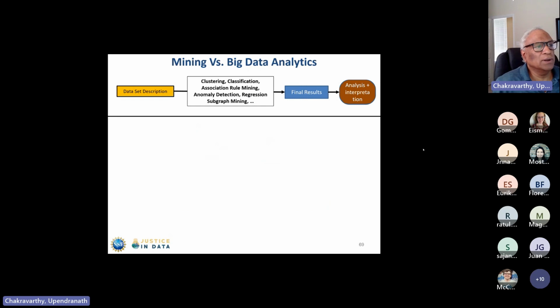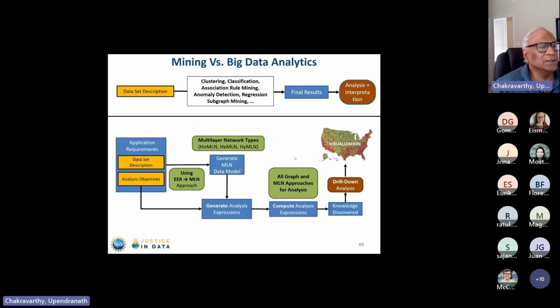So if you want to understand the difference between mining and big data, here is one way to do that. In this example, don't worry about what is inside this one. What is important is the life cycle process. So here we have a data set, we have a bunch of ways to mine it to get results, which again you have to choose which one to apply. And here, this is a much broader process or application.